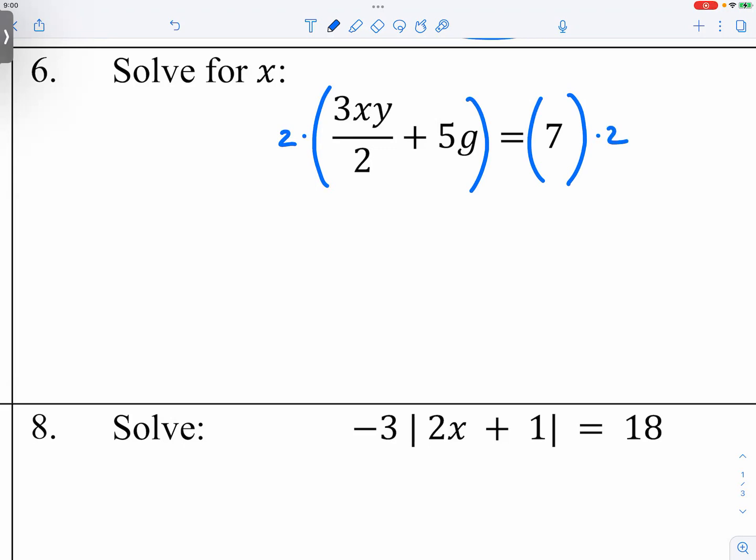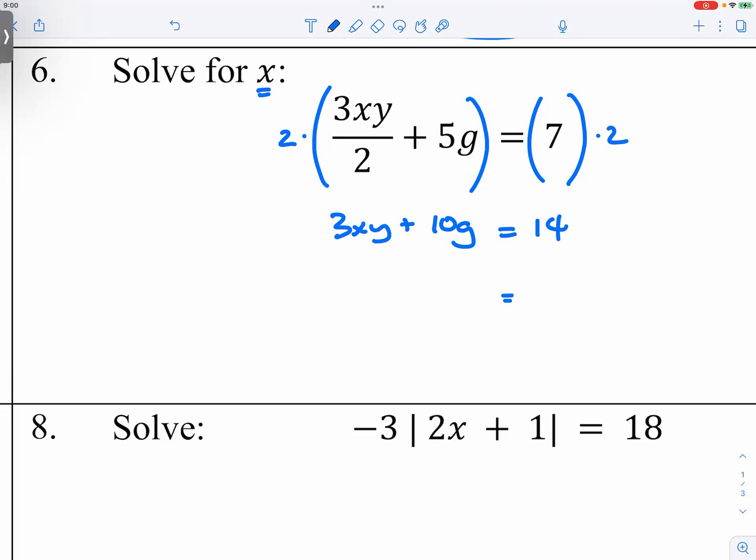All right. Now, when you multiply by 2 on both sides, make sure you properly distribute. So you have 3xy plus 10g equals 14. Now, I've seen a minority of students, not many, but some, who only multiply by 2 on one side, and that's not okay because you are handling an equation. So when you have an equation, you should do this on both sides.